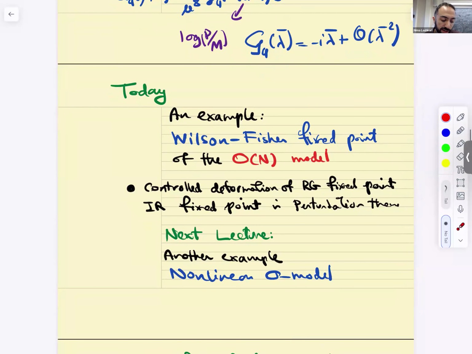As I said, today we're going to talk about an example of Wilson-Fisher, which is the O(N) model. This is a setup where we have a controlled deformation of an RG fixed point. I do recommend going back to your one-loop QED calculation and seeing it. I very quickly wrote down, when we were doing normal perturbation theory, the beta function for QED.